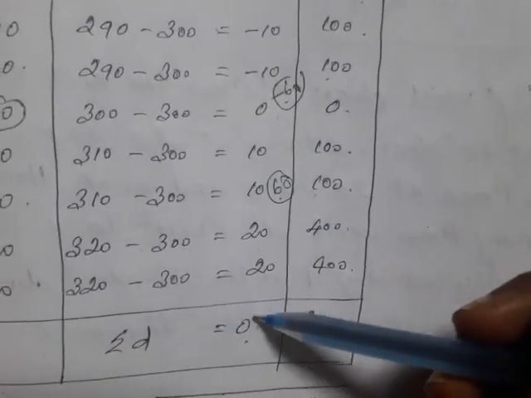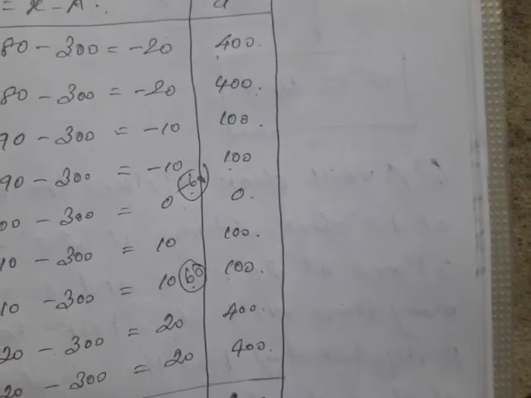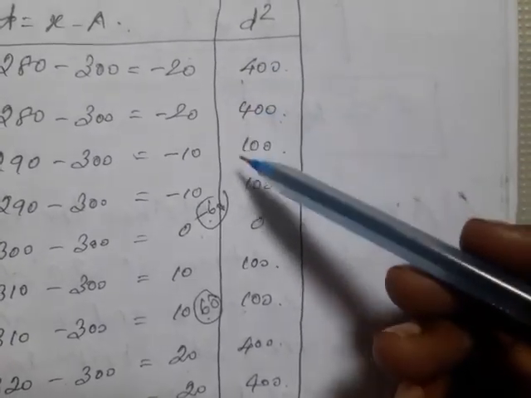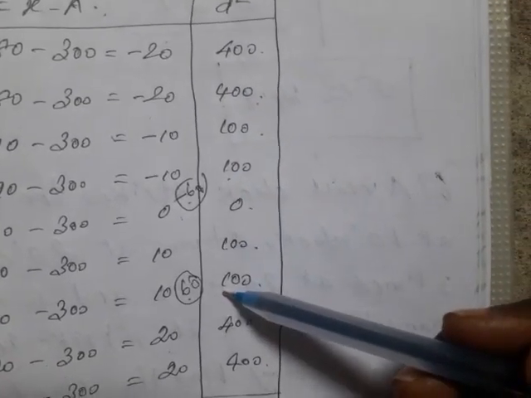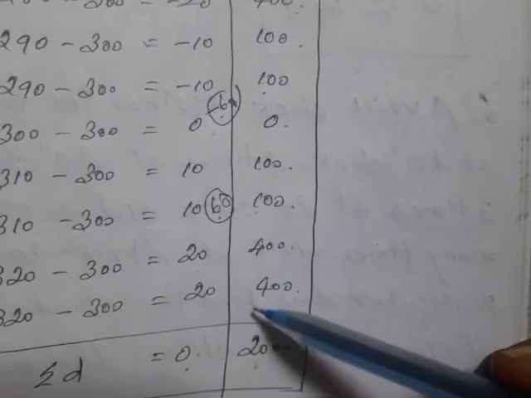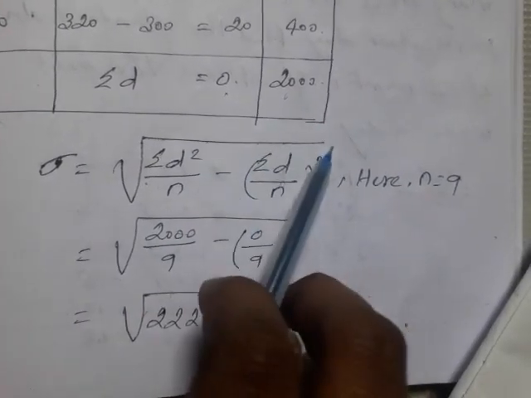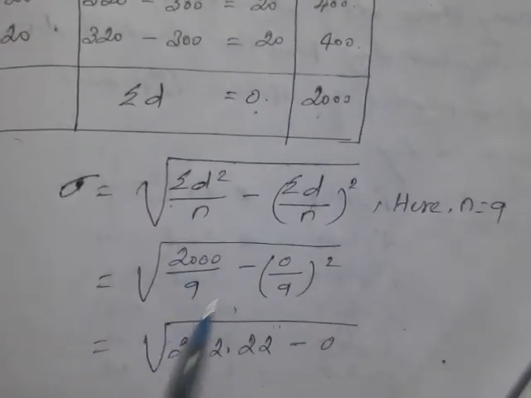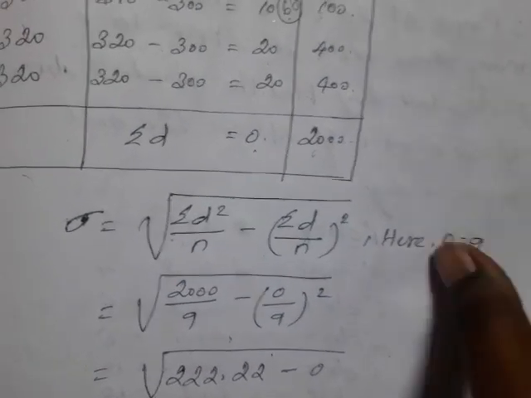So the sum of d value is 0. Next, the sum of d square. Adding: 4 plus 4 is 8, 8 plus 1 is 9, 9 plus 1 is 10, 10 plus 1 is 11, 11 plus 1 is 12, 12 plus 4 is 16, 16 plus 4 is 20, so 2000. So sigma is root of 2000 by 9 minus 0 by 9 the whole square. So 2000 by 9, you have to divide first.